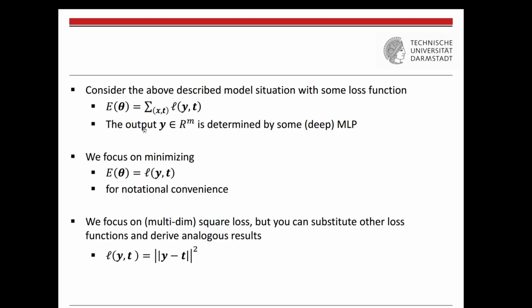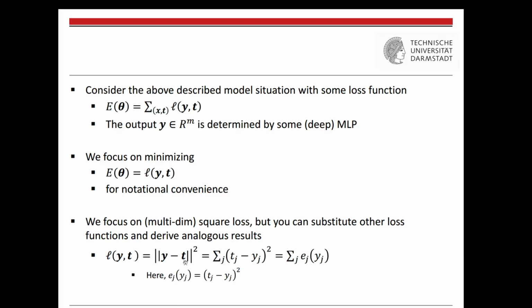You could consider that a special case, but it's not a big issue because it's just a sum here. The gradient of the sum is the sum of the gradients, so that's not a big deal at all. And we focus on minimizing square loss, but you could in principle substitute other loss functions and derive analogous results. The square loss is just given by the vector y minus the vector t, taking the norm of that and then squaring that.